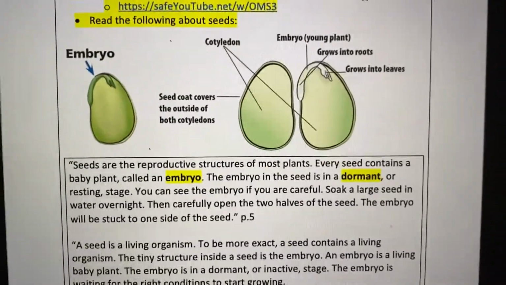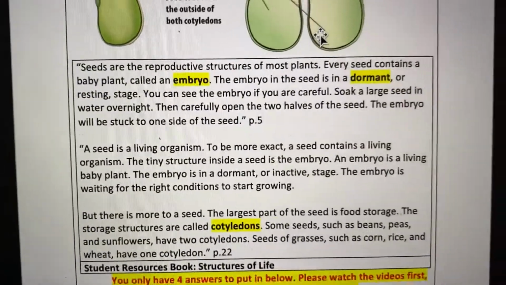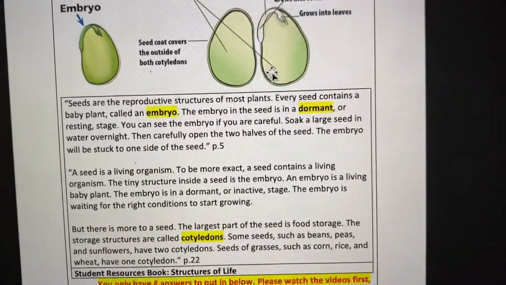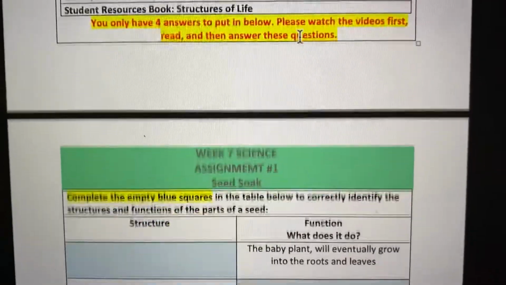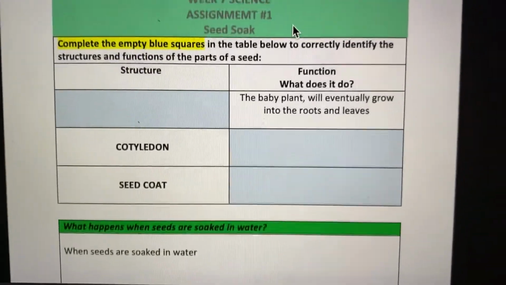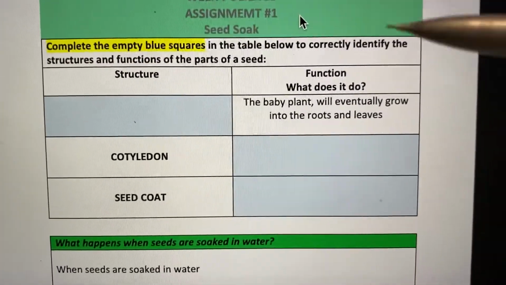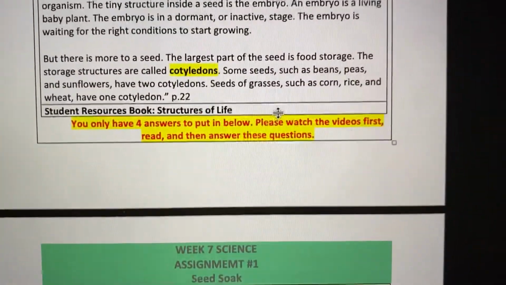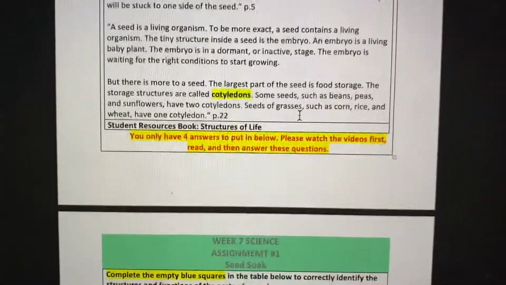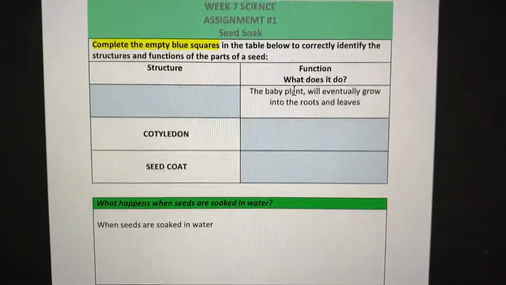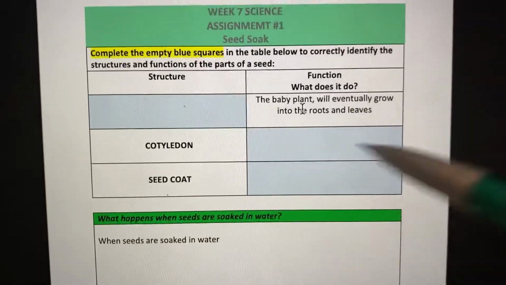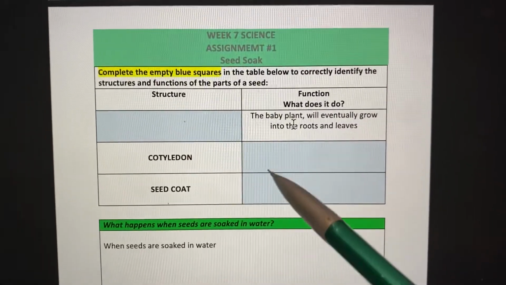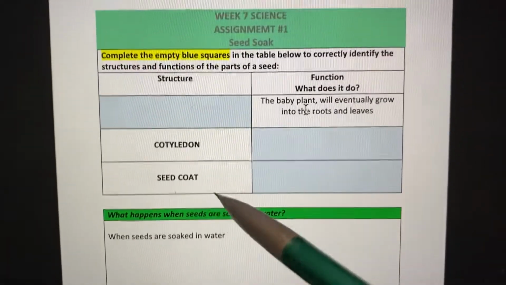If we were to read this 3-paragraph little box, it's going to be connected with these 4 questions on the bottom, boys and girls. So you will have to keep in mind that when we read these 3 paragraphs, it's going to be connected with these 4 questions. So let's read these 4 questions first before we even read it. Here it's saying to complete the empty blue squares. So this one, and this one, and then just this box right here.